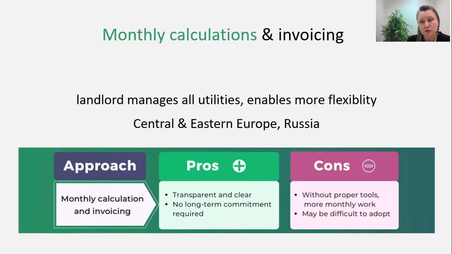Typically what it means also is that the landlord manages all the utilities, including the individual consumption by the tenants. And because of the direct invoicing each month, it enables flexibility and makes it easier to use also on short-term leases, so that if you leave, you get all the balancing done. You don't have to worry about any potential costs being out there 6 months later.